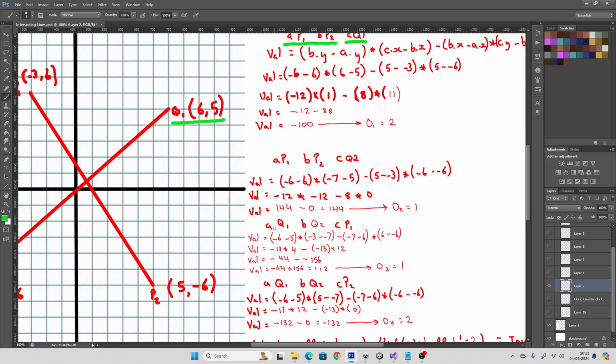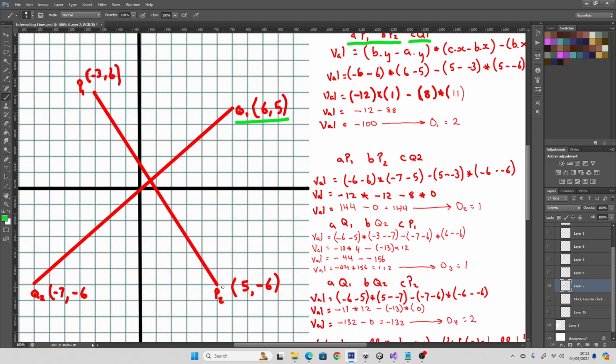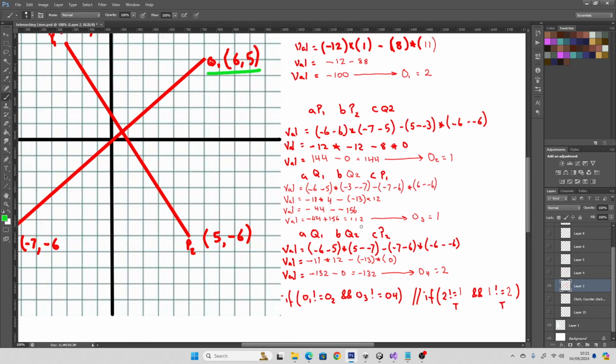The next time we do the equation, we're testing P1, P2, and Q2. We can already tell that if I just draw this, I'm drawing it in a clockwise manner. So we know that the output is going to be, and we see it down here, a positive number, which means we output a 1.